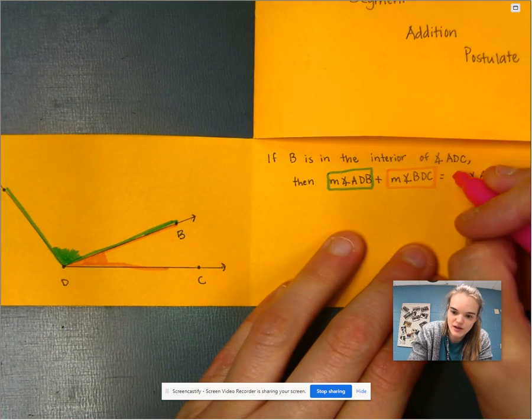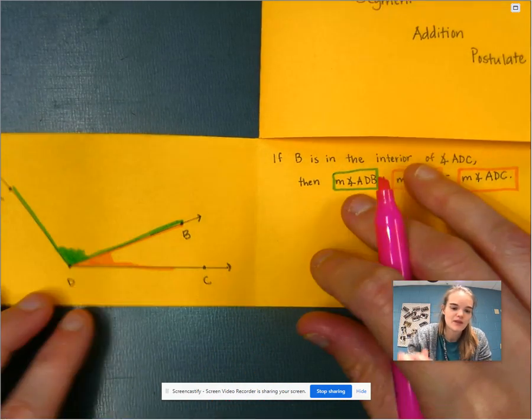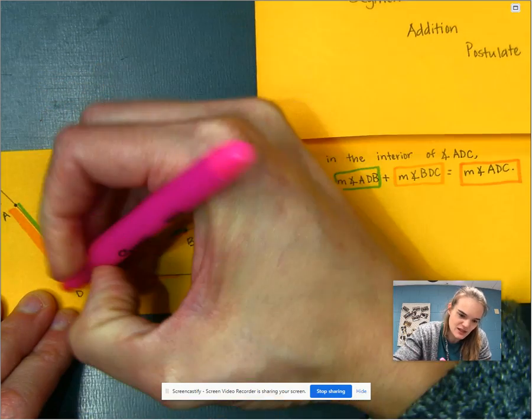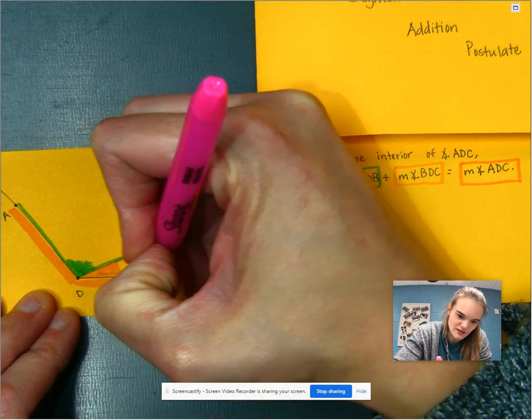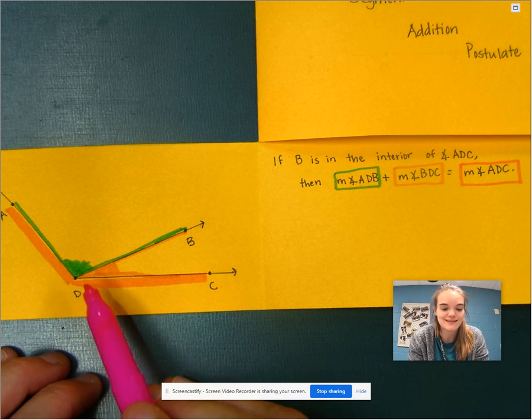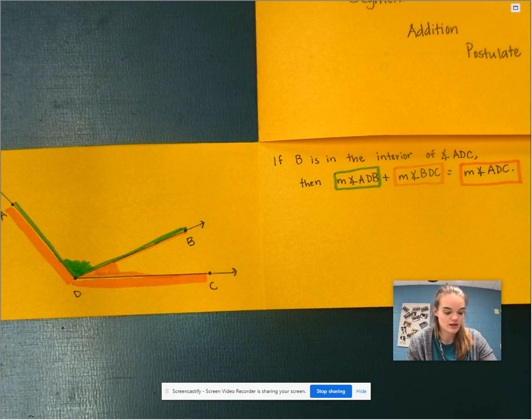This is in pink. I hope you can tell the difference. It doesn't look like you can, but it's this angle here, the outside one, A to D, D to C. So again, like the segment addition postulate, it means that these two small angles make the whole angle, okay?